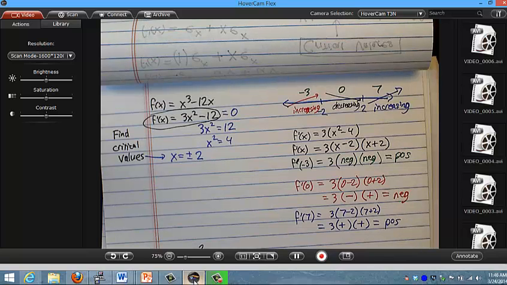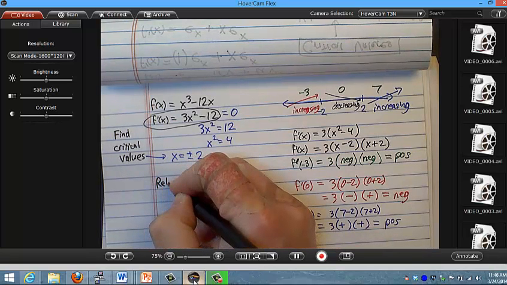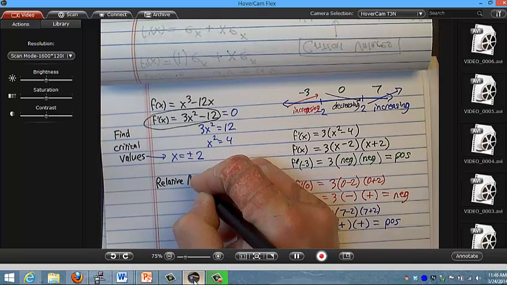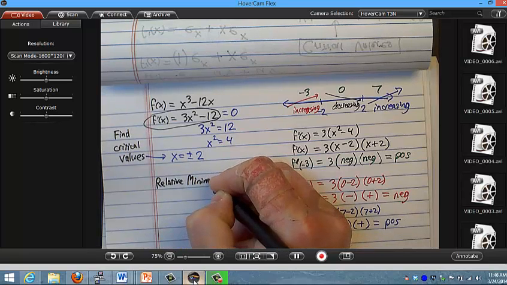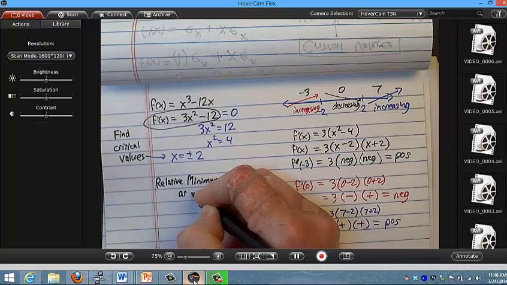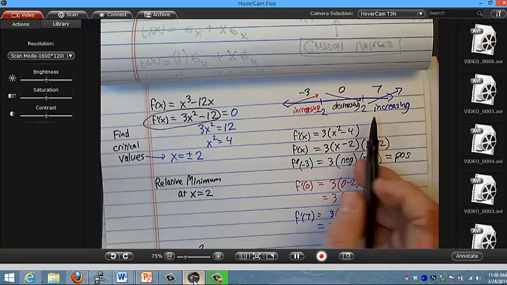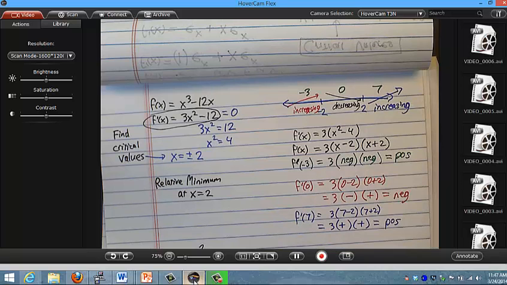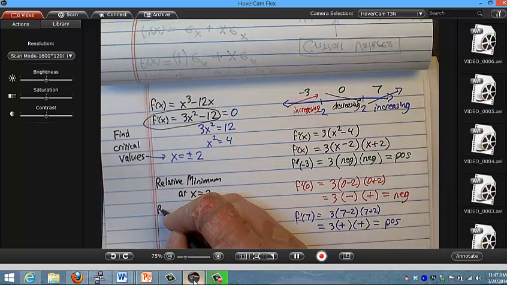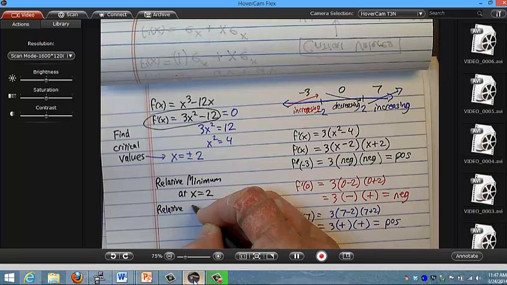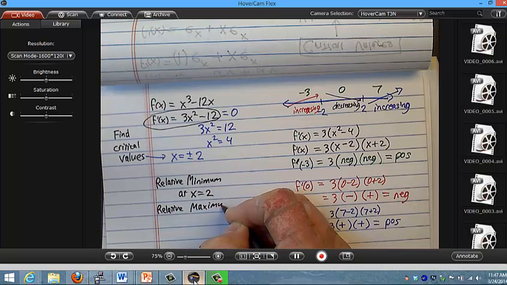Okay? So the last thing I want to do is I want to talk about where we might have a relative minimum or a relative maximum. Okay? So let's see. Can you think of a place that I might have a relative minimum? At x equals 2. I agree, because it was decreasing and now it's increasing. And how about if we have a relative maximum? Yeah.